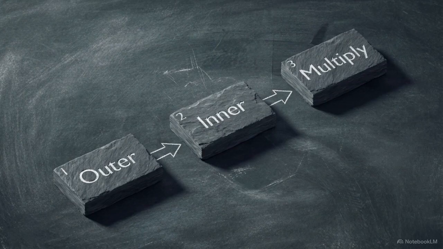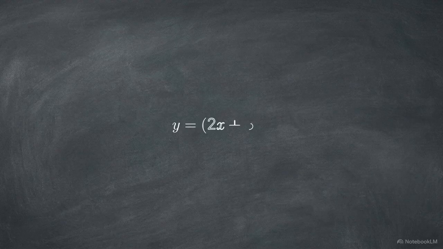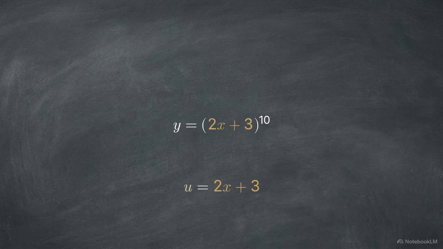The logic is sequential. We must first differentiate the outer layer, then differentiate the inner layer, and finally multiply the two separate derivatives together. Here is a typical nested equation. Y equals 2x plus 3, all raised to the power of 10. To keep the algebra manageable, we apply a strategic step. The inner expression, 2x plus 3, is isolated as u. This simplifies our main equation into an outer function of y equals u to the power of 10.